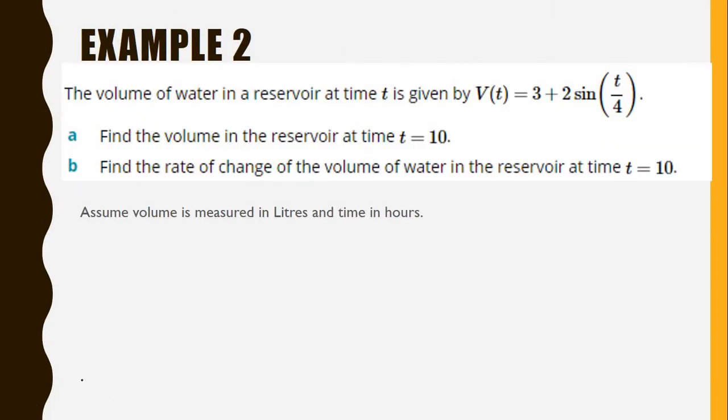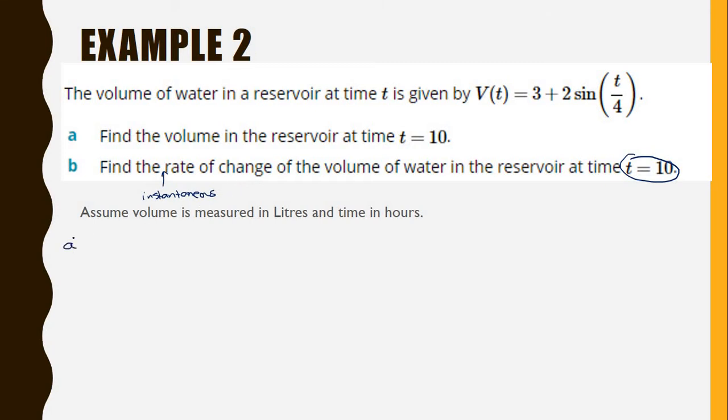In this example here, we've got that the volume of water in a reservoir is given by this particular function. We want to find the volume at a particular time, and then we want to find the rate of change at a particular time. When I'm wanting to find the rate of change at a particular time, that means, even if it's not quite written, that we're finding the instantaneous rate of change, okay? Which means we do it by finding the derivative at that point.